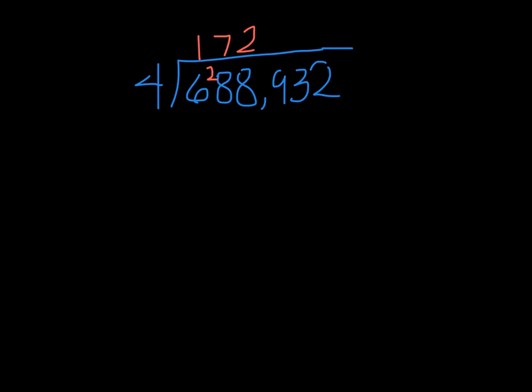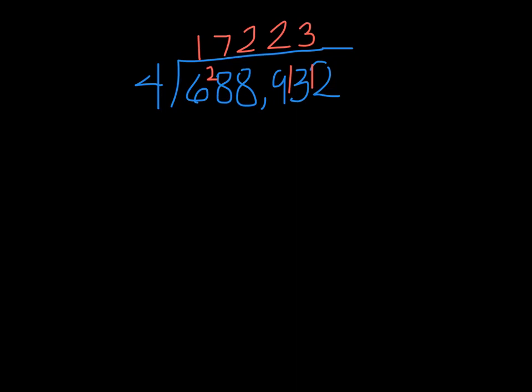Now I'm over here to the 9. 4 goes into 9 2 times. 2 times 4 equals 8. 9 minus 8 equals 1. So now I need to carry that 1. Now I have 4 goes into 13. How many times? It goes in there 3 times. 3 times 4 equals 12. 13 minus 12 equals 1. So I carry the 1.